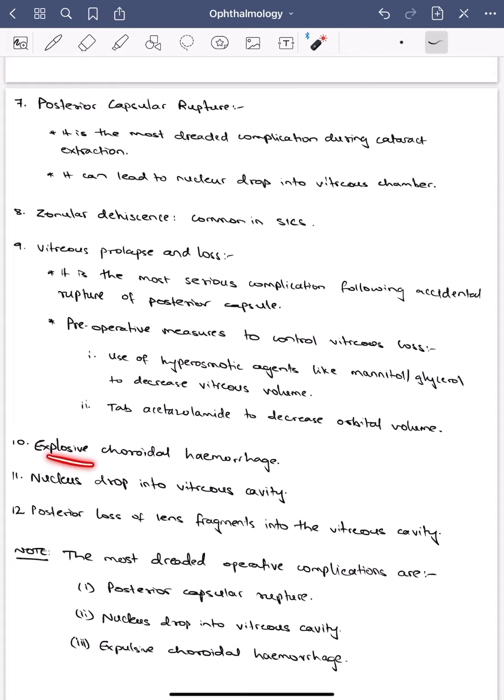10th is expulsive choroidal hemorrhage. 11th is nucleus drop into the vitreous cavity, and 12th is posterior loss of the lens fragments into the vitreous cavity. So these are the other operative complications of cataract surgery. Now the most dreaded operative complications. Okay, the most dreaded operative complications are posterior capsular rupture, nucleus drop into the vitreous cavity, and expulsive choroidal hemorrhage. So these three are the most important operative complications of cataract surgery.